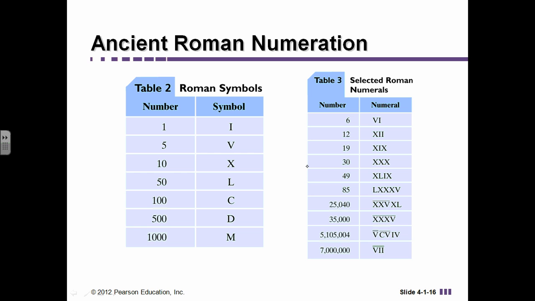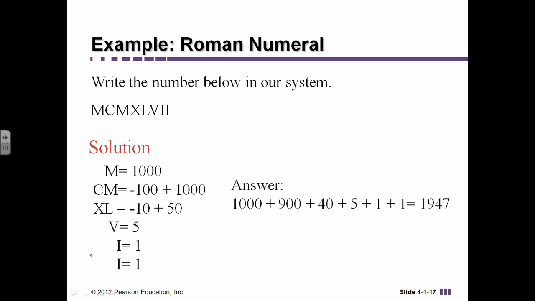12 is the number 10 and 2 ones. So 10 plus 2 is 12. 19 is 10 plus 9. Well, the I to the left of the X means I take away, so subtract 1. So that gives you some ideas on what to do there.